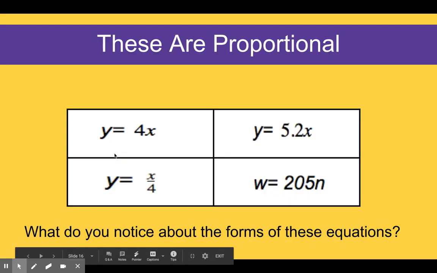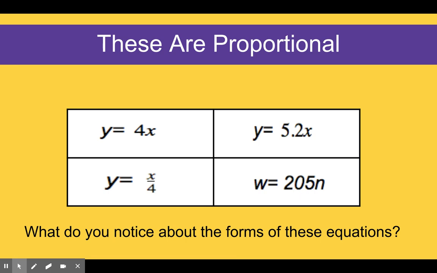So let's take some time, and I just want somebody to share out. We don't need to pause the video here, but I'm already telling you that all 4 of these equations are proportional. Y equals 4x, y equals x over 4, y equals 5.2x, and w equals 205n. What do you notice about these equations? So at this time, let's have about 1 or 2 students go ahead and share out what their thoughts are.